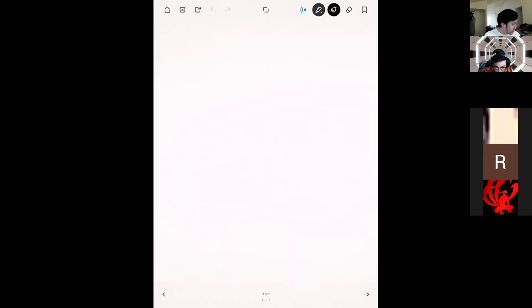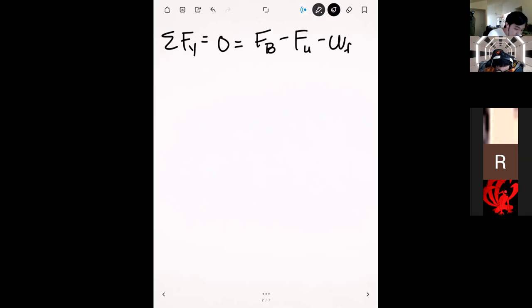So let's actually solve this guy. If we sum up all the forces in the y direction, because we only have forces going in that direction, right? And because we want an equilibrium situation, we're going to set this equal to zero. And then all we've got to do now is sum up all the forces. So we have FB, the force of the user, the weight of the foam, and then we have the weight of the other stuff.